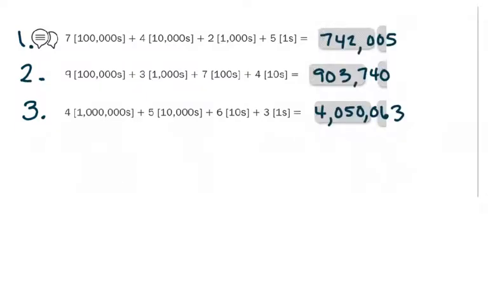For number 1, we have 742,005. Nothing in the tens, nothing in the hundreds. So we occupy that place with a 0. Number 2, 903,740. Nothing in the 10,000s, nothing in the ones. And lastly, we have 4,050,063. Nothing in the 100,000s, nothing in the thousands, nothing in the hundreds. Go ahead and erase your whiteboard.